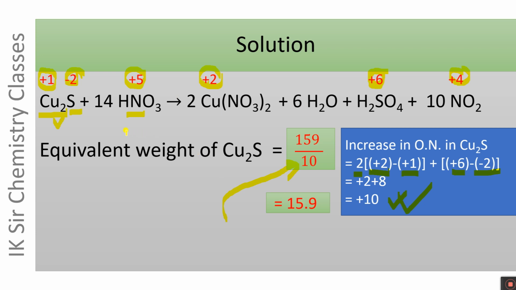And what about the equivalent weight of nitric acid? It will be the molecular mass, that is 63, divided by the change in oxidation number, +5 here and +4, that is, the change is 1, and the equivalent weight of HNO3 in this reaction will be 63.